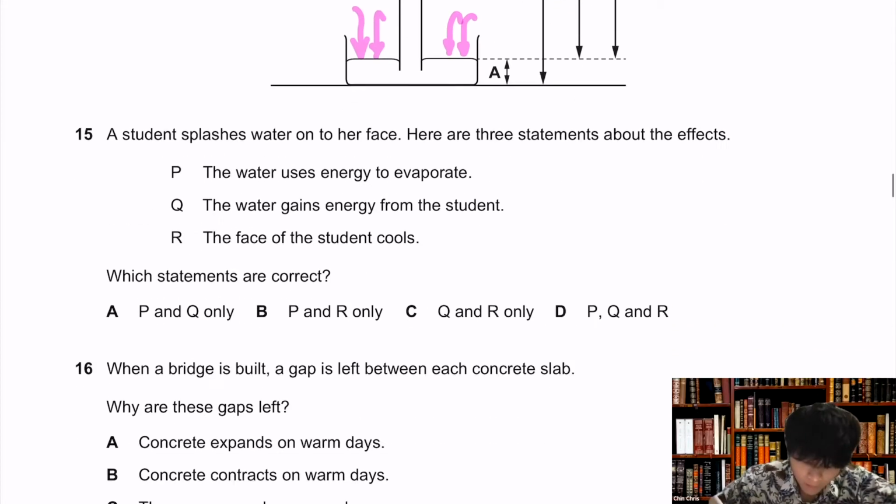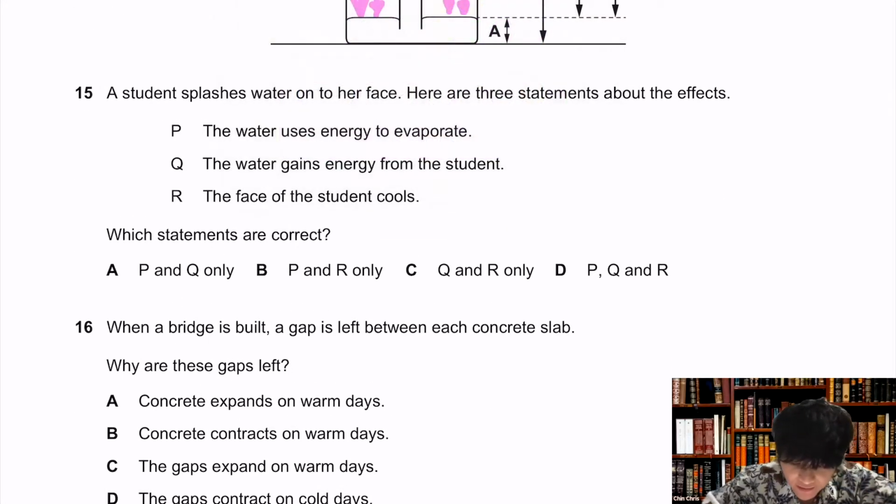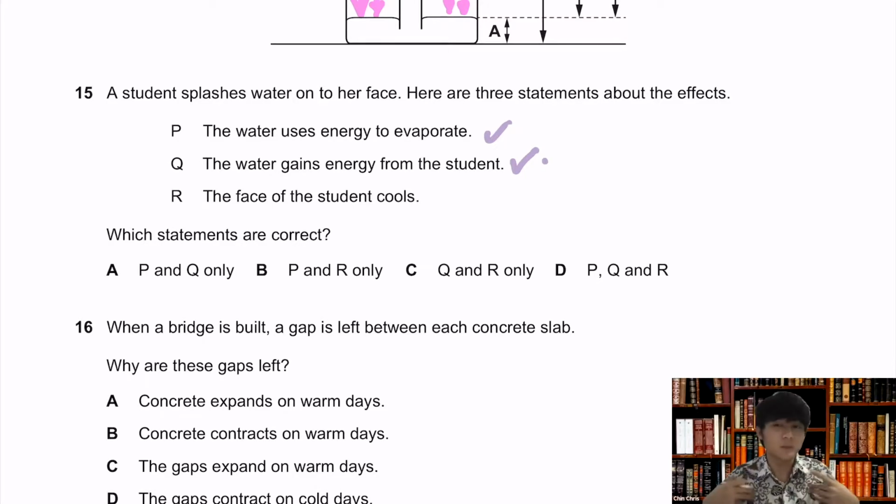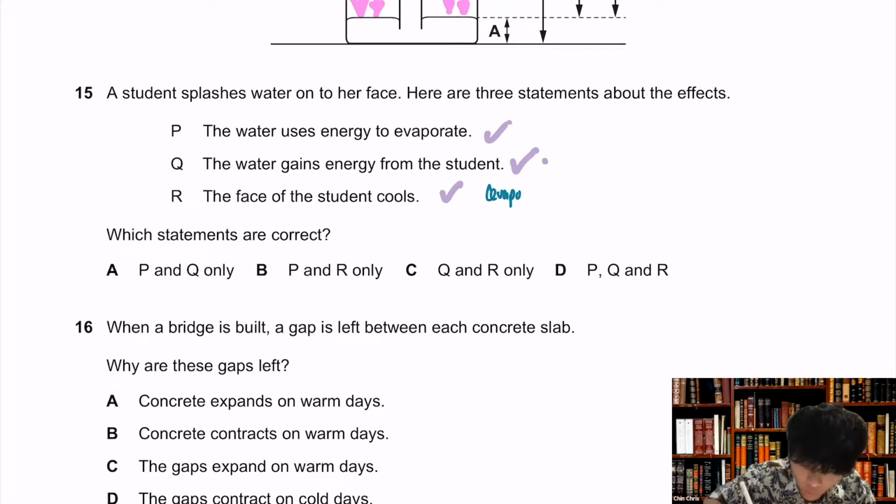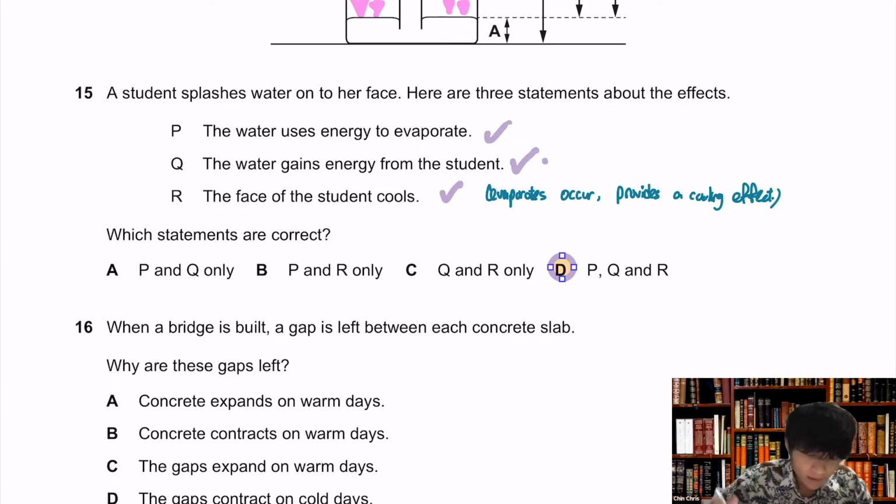Okay, 15. A student splashes water on her face. Here are some statements about the effect. The water uses energy to evaporate. Definitely, yes. If you splash water on your face, like whenever you're showering, the water absorbs heat energy away from the body. That is true. Water gains energy from the student. This statement is also quite right, because the heat energy from the student is gained by the water molecules. Always remember that when evaporation occurs, it always provides a cooling effect. So your answer is P, Q, and R. Well done.